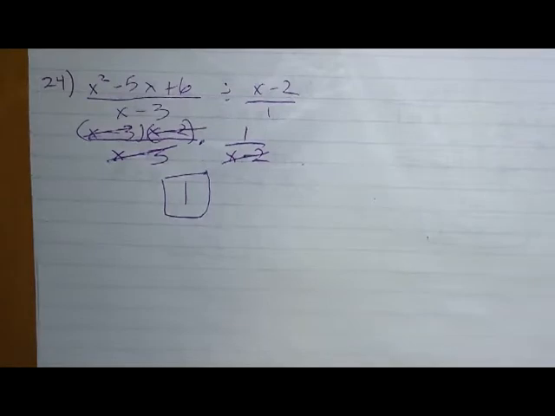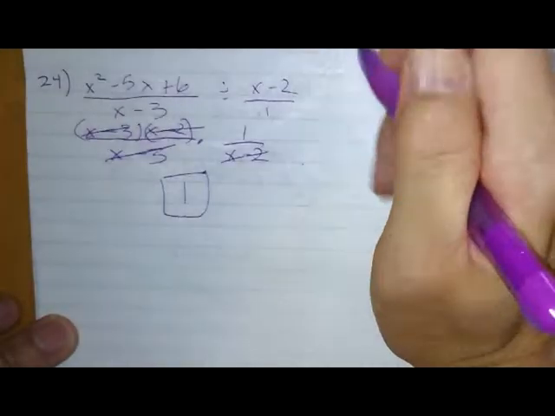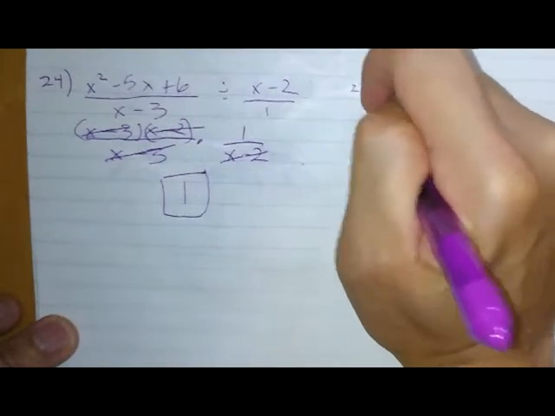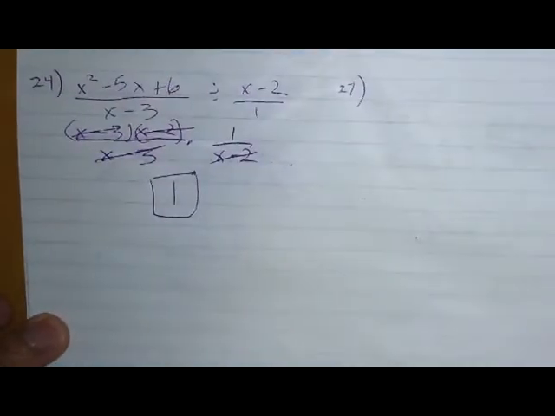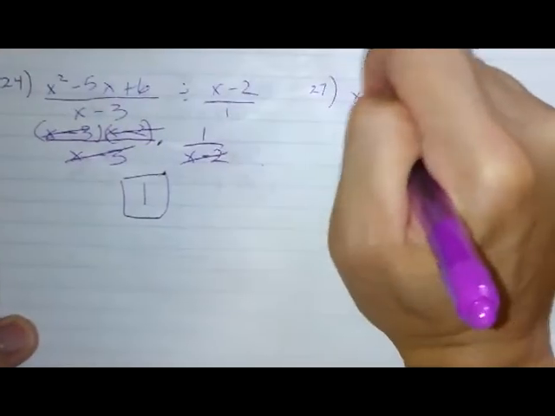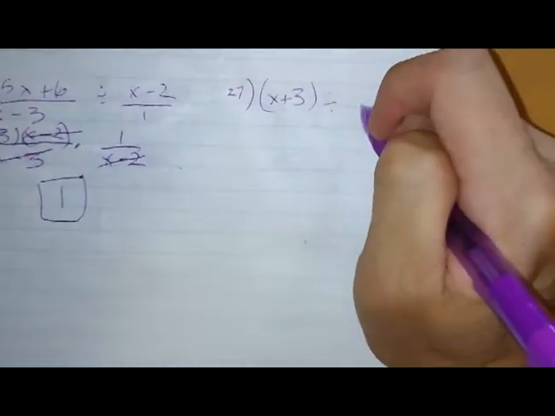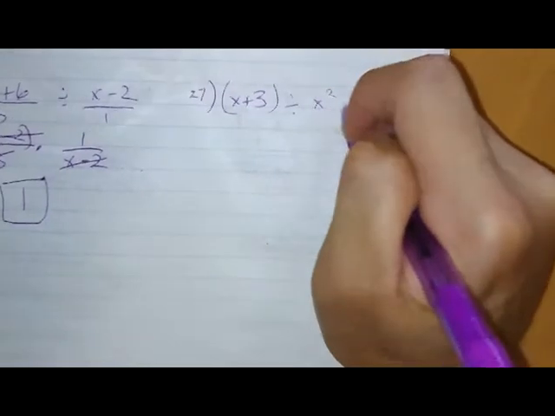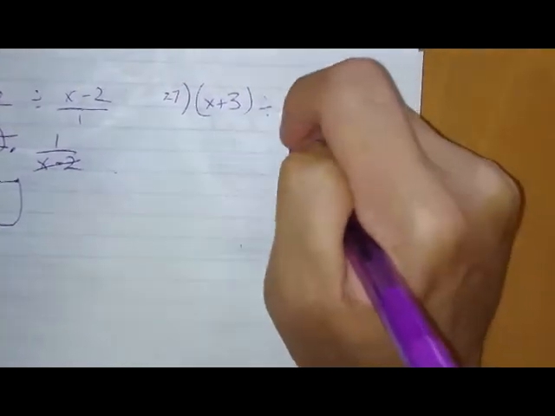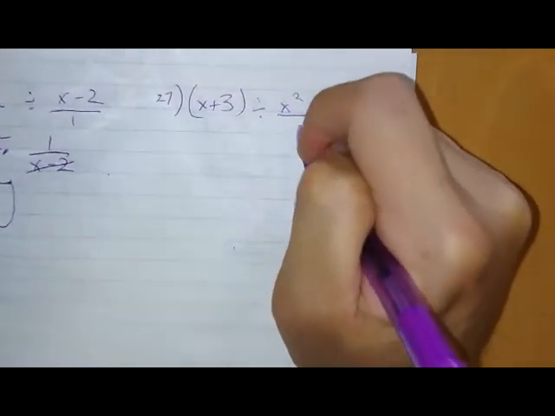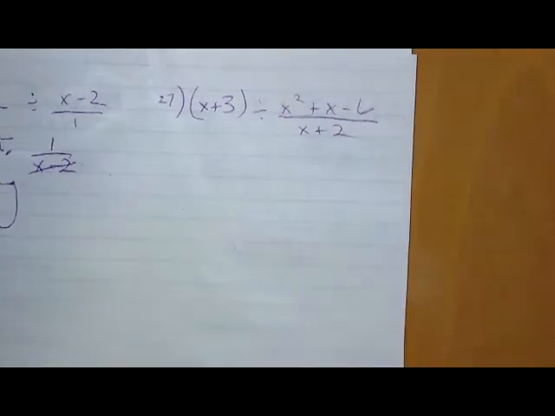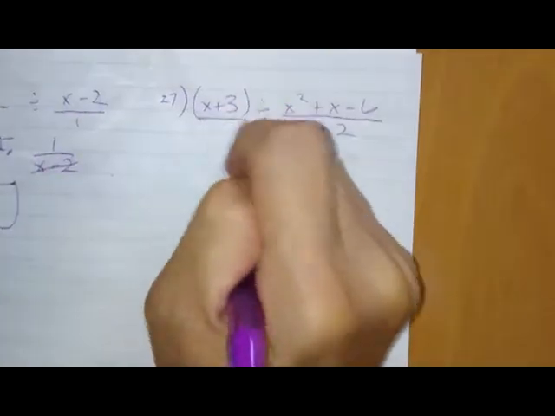Okay, let's try number 27. Again, I'm going to use x instead of c. 27 says x plus 3 divided by x to the second plus x minus 6 over x plus 2. If it helps, this is over 1.